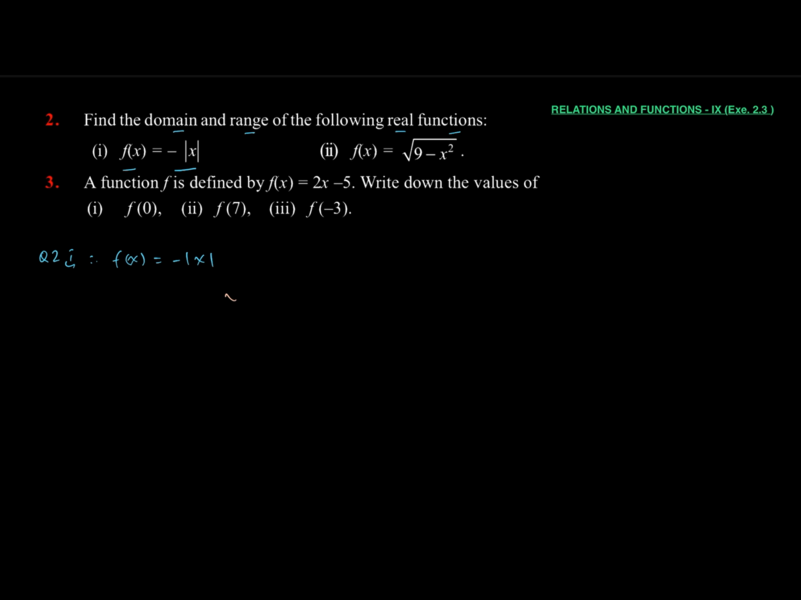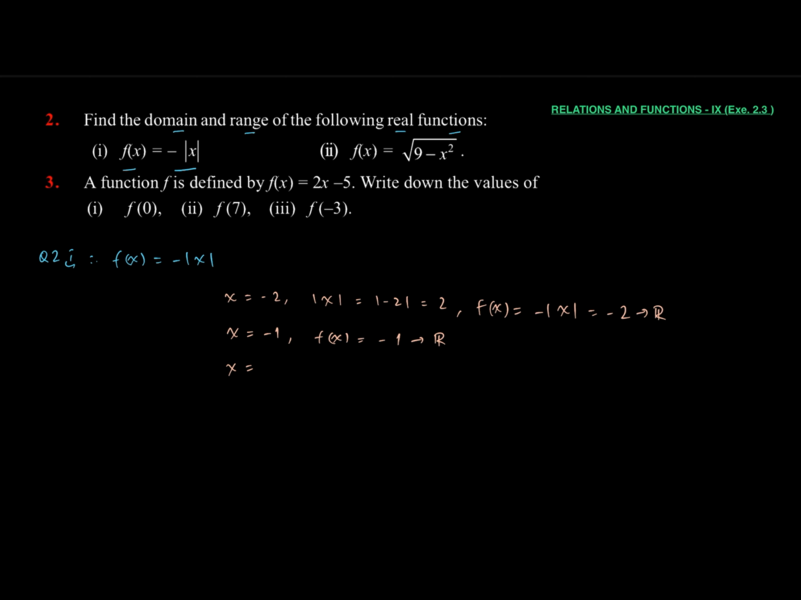Now suppose the value of x is equal to negative 2, then modulus x, that is mod of negative 2, will be positive 2, as modulus of any number, whether it be positive or negative, is always a positive number. Now what will be f of x, which is equal to negative of modulus x? This will be equal to negative 2, and this negative 2 belongs to real numbers. Similarly, if we put x is equal to negative 1, we'll have f of x equal to negative 1, which again belongs to real numbers.